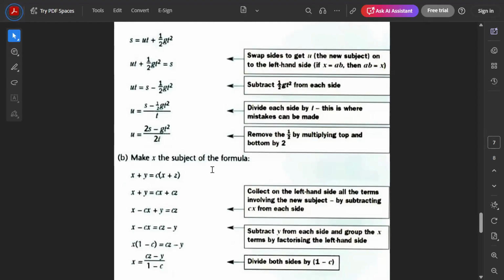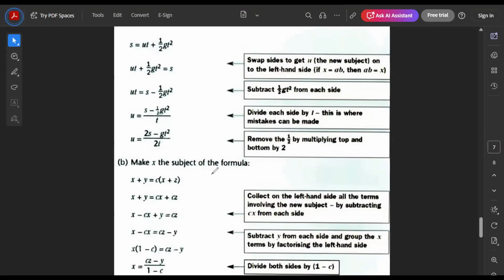Okay, here we have s is equal to ut plus half gt square. We are supposed to make u the subject. We can rearrange it in this question form, or we can just do it directly. Here we have done rearrangements. Ut plus half gt square on the left and s on the right, and then minus half gt square, and then t is dividing. Now this t is dividing s also, and minus half gt square.